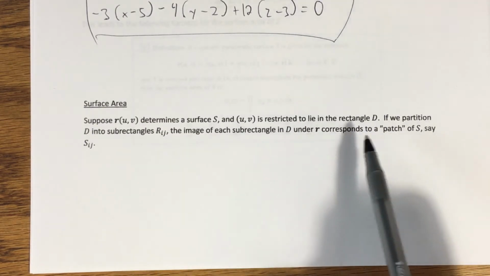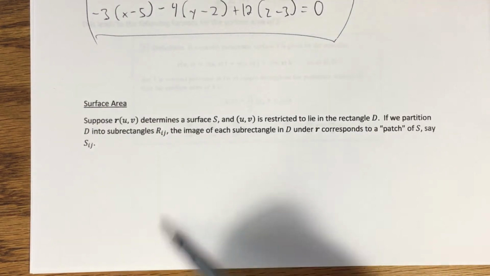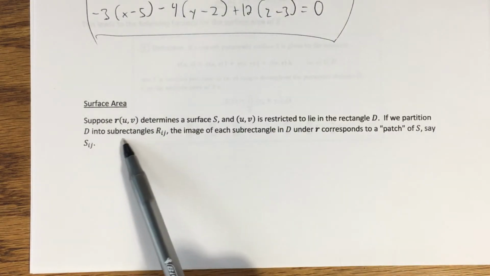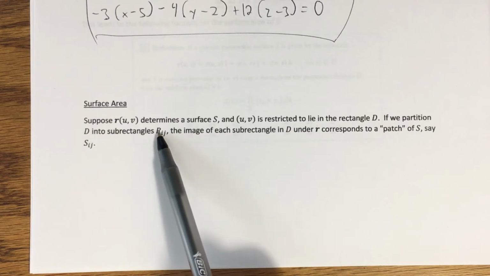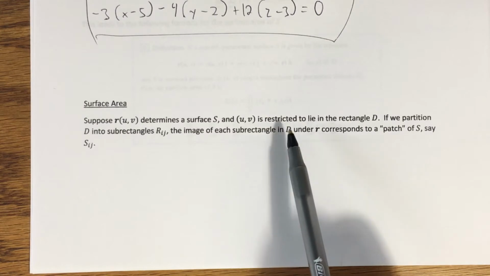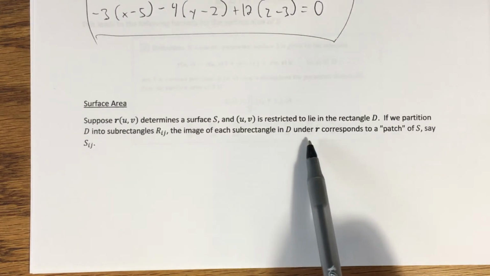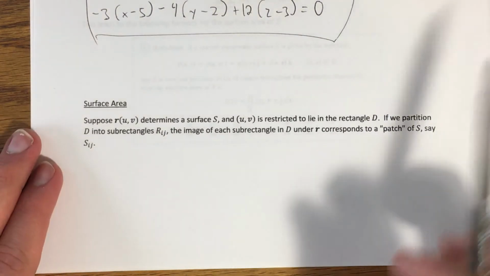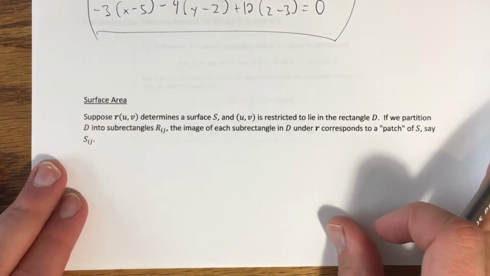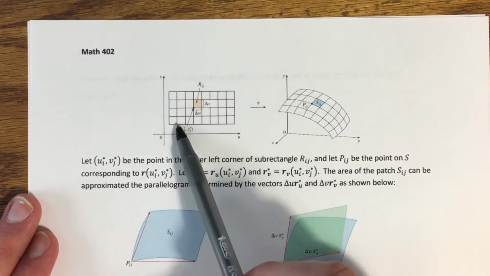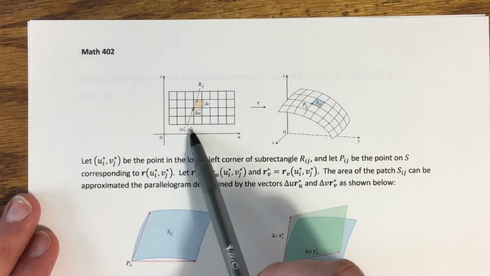What we're going to do is treat this the same way that we treated double integrals when we first derived them. We're going to take that rectangle and cut it up into sub-rectangles, which I'm going to call R_ij. The image of each one of those sub-rectangles in D is going to correspond, once it's plugged into our parametrization, to what we call a patch of the surface S. And I'm going to call that patch S_ij. Here's a picture to illustrate what I'm talking about. So here is the uv plane. This is where we pick our parameters u and v.